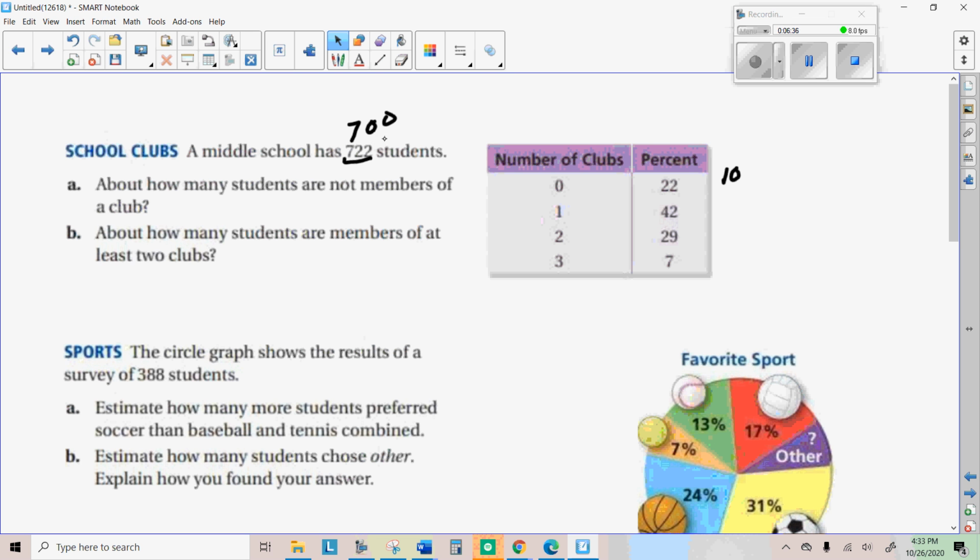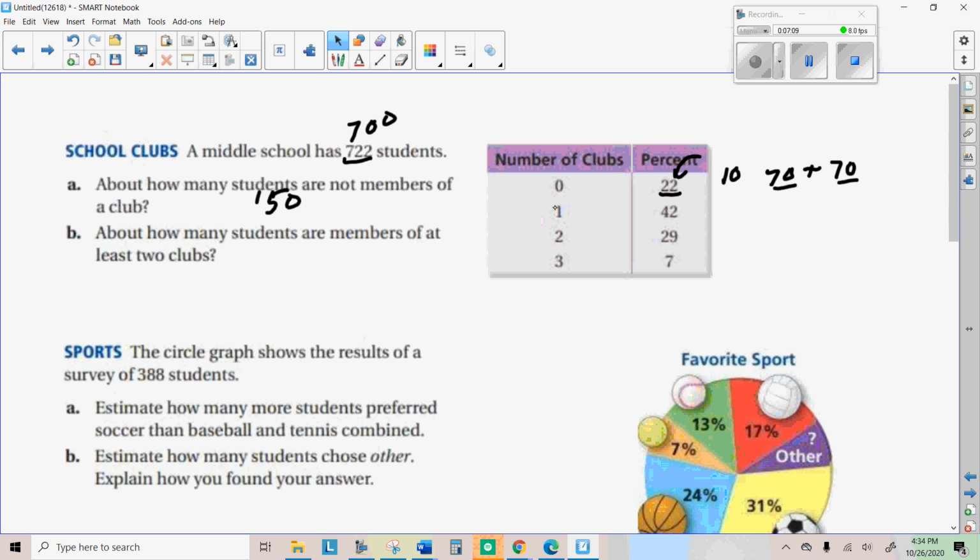Now 10% of that would be 70, right? So 22% is that twice. And now if you want to add on that extra 2%, 1% would be 7, so 14. So 70 and 70 is 140. I'm going to say it's about 150. We're just guessing, so you can just estimate. It doesn't have to be perfect.